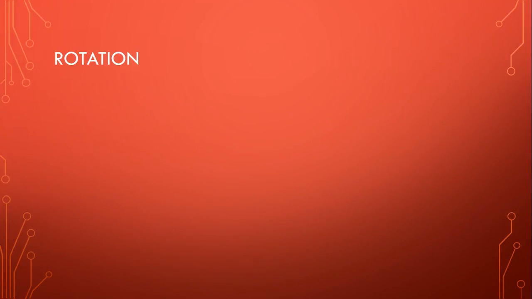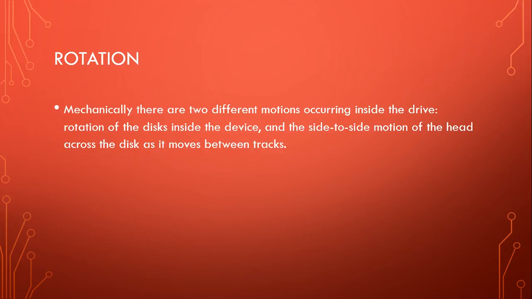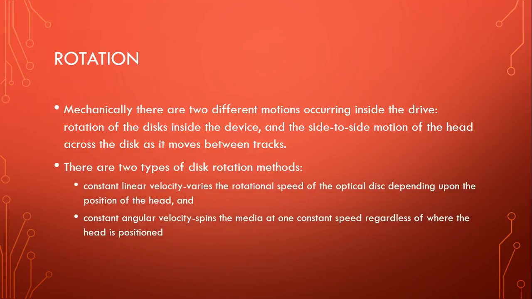All right, since we're talking about mechanical stuff, let's talk about rotation. Mechanically, there are two different motions occurring inside the drive. You have the rotation of the disk inside the device and the side-to-side motion of the head across the disk as it moves between the tracks. And there are two types of disk rotation methods. There's what's known as constant linear velocity, which varies the rotational speed of the optical disc depending upon the position of the head. And then you have constant angular velocity, which spins the media at one constant speed regardless of where the head is positioned.